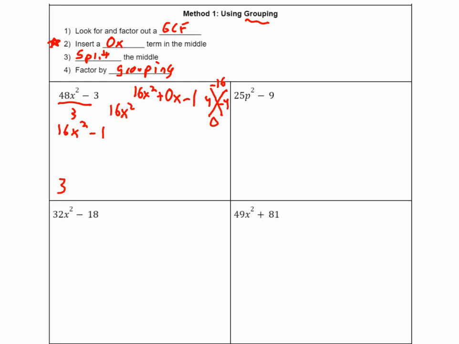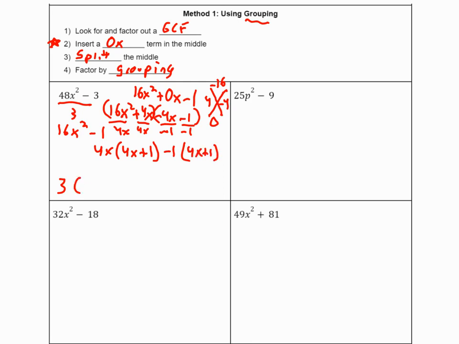And now I can just follow the same process I've done for other problems and go 16x squared plus 4x minus 4x minus 1. Group my first two and my last two. For the first two, their GCF is 4x. And if I divide out that 4x, I get 4x plus 1. For my last two, my GCF is negative 1. Factoring that out, I get 4x plus 1 again. So when I regroup at the end, I get 4x plus 1 and 4x minus 1.